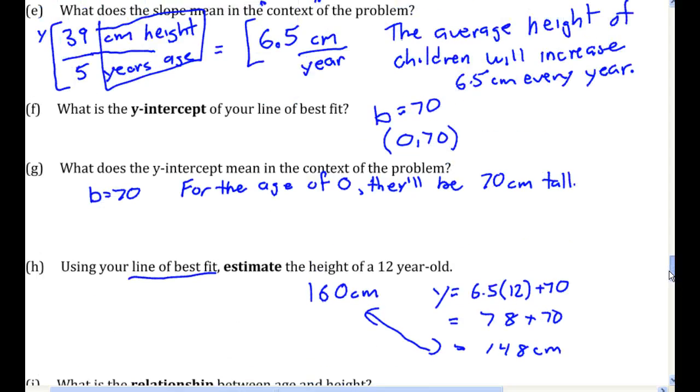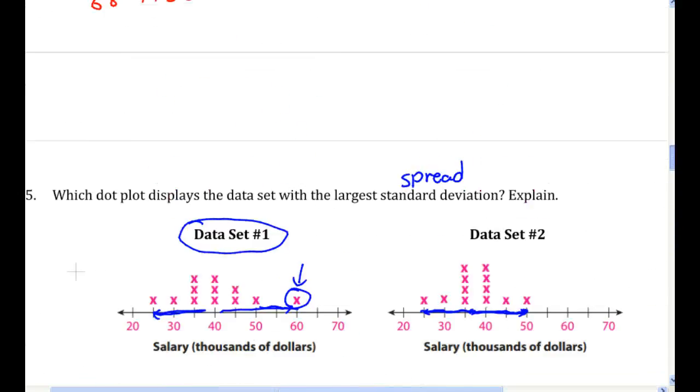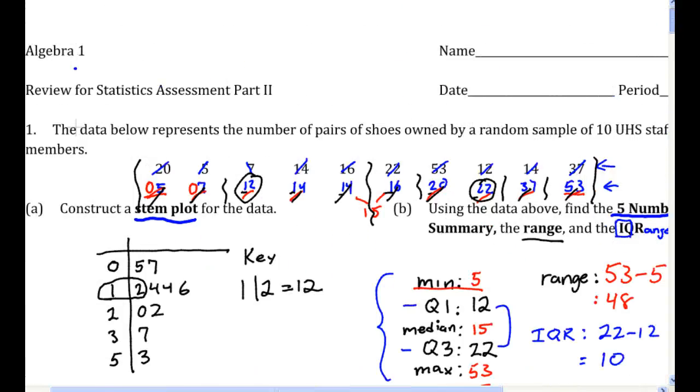That's positive. All right, and that concludes the review for the Statistics Assessment Part 2. Okay, good luck.